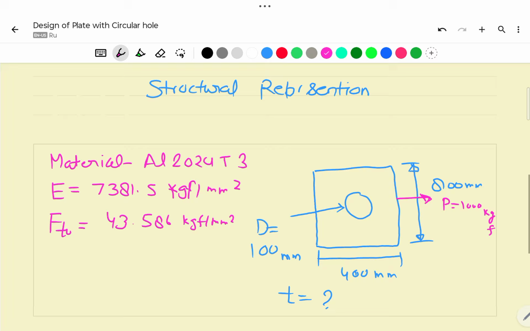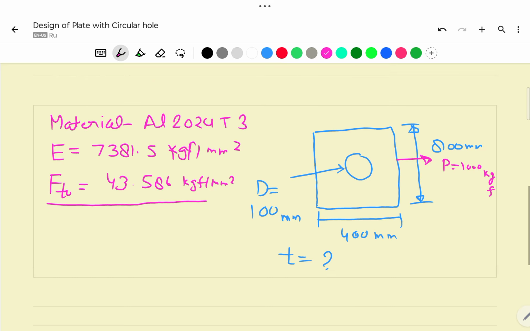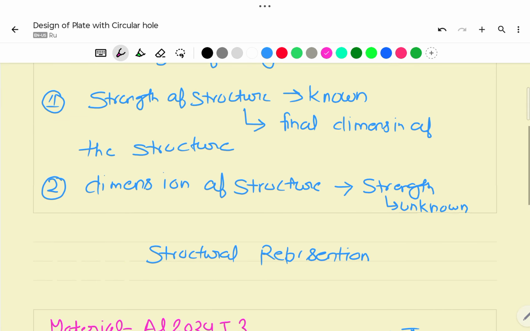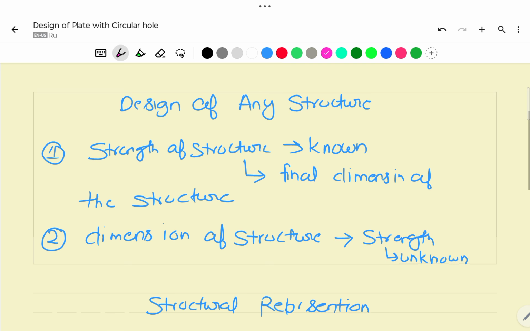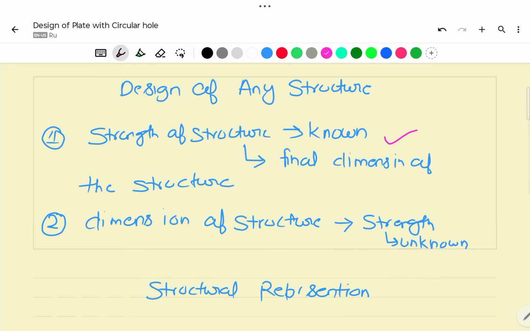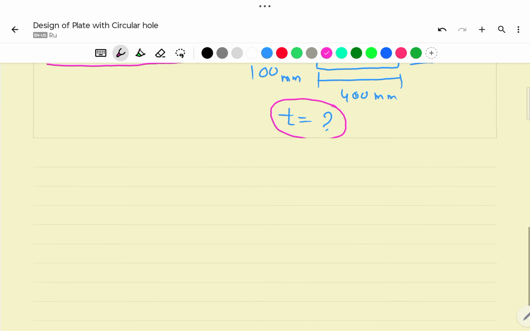So here this strength value is known. We need to come up with the final thickness of the structure. How will we theoretically calculate the thickness of the structure? The first case will be applicable: the strength of the structure is known, and we need to come up with the final dimension of the structure. First we will theoretically predict, then we will go for FEM, because otherwise how will we match if we go directly with theory.